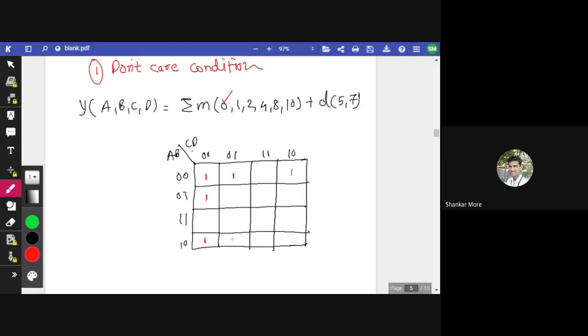Then we have 8, so 0 1 2 3 4 5 6 7, 8 should be written here. Then 8, 9, 10 should be written here, and don't care about 5 and 7, so 5 should be here. I will write don't care as this cross, and 7 should be again here. So this is how my K map looks, and I hope it is the same for everyone. Yeah, same. Did you draw the K map? Does your K map also look like this?